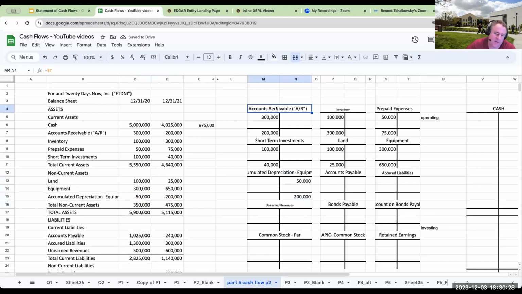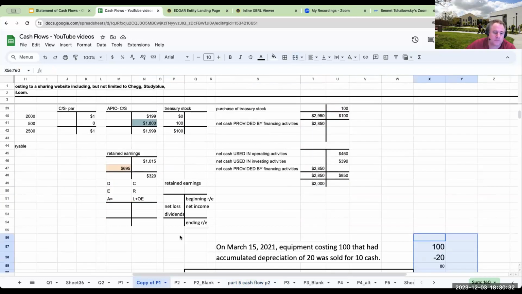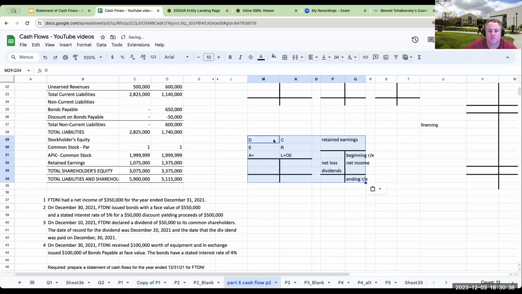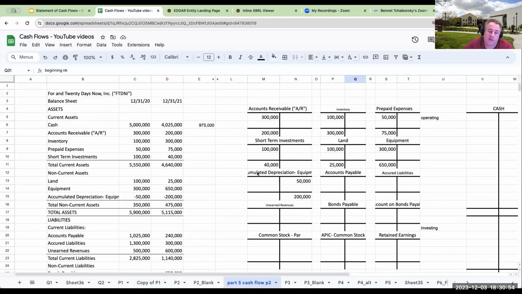Remember, assets typically have debit balances. They're increased with debits, decreased with credits. Liabilities and equity accounts typically have credit balances. They're increased with credits, decreased with debits. Over here is my retained earnings, which I will get to momentarily. Accumulated depreciation is a contra asset account, so it's going to have a credit balance.